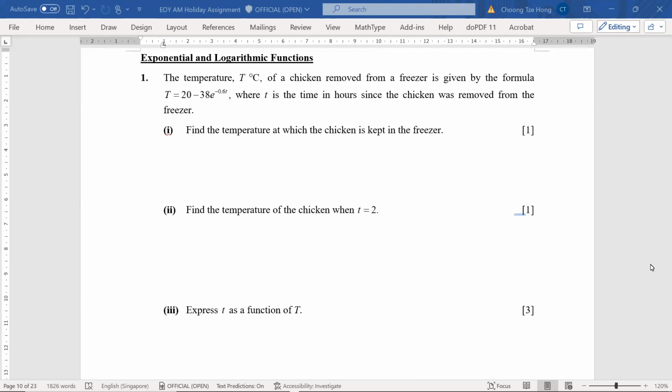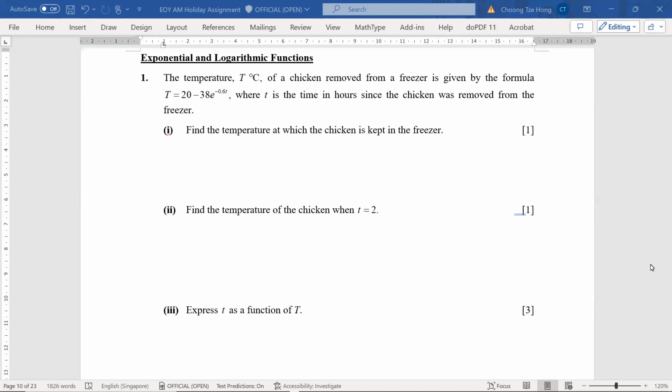This statement, t is the time in hours since the chicken was removed from the freezer, is actually a very important statement. It tells us that they started the timing for this scenario when they took the chicken out of the freezer, and this will enable us to answer part 1.